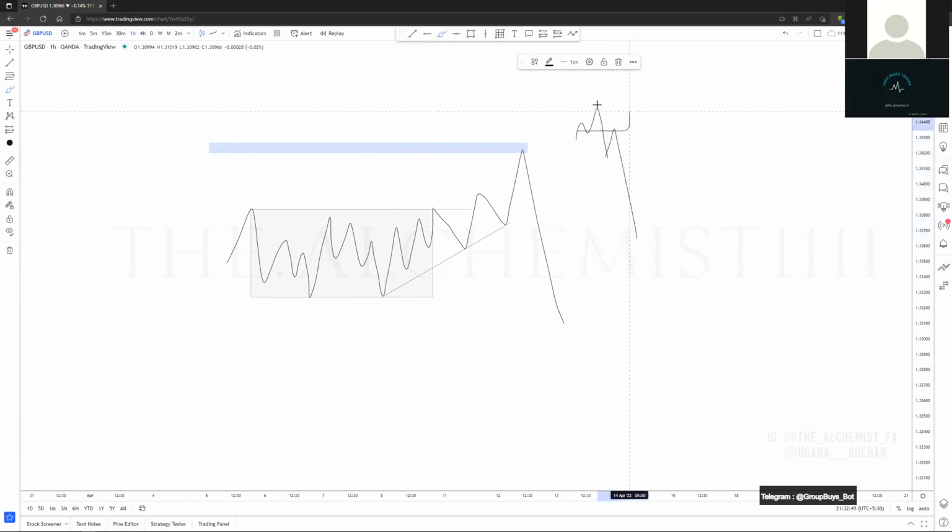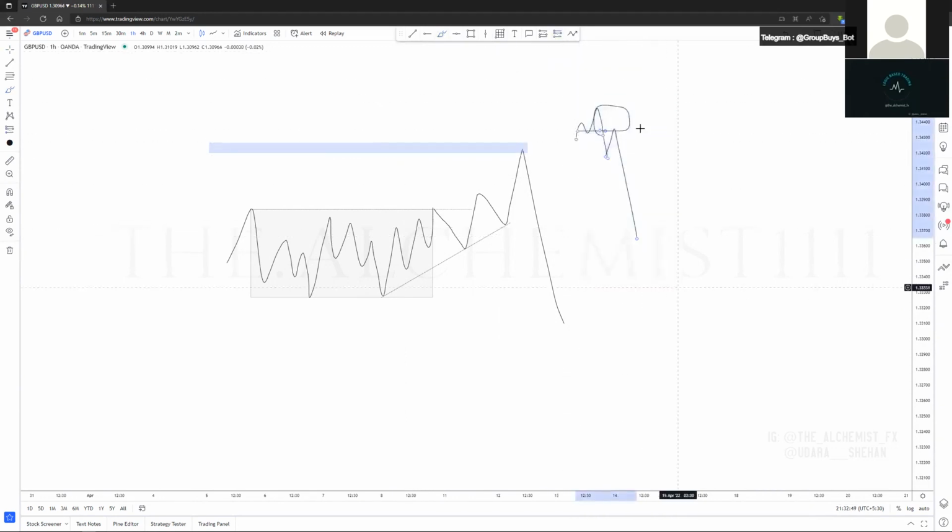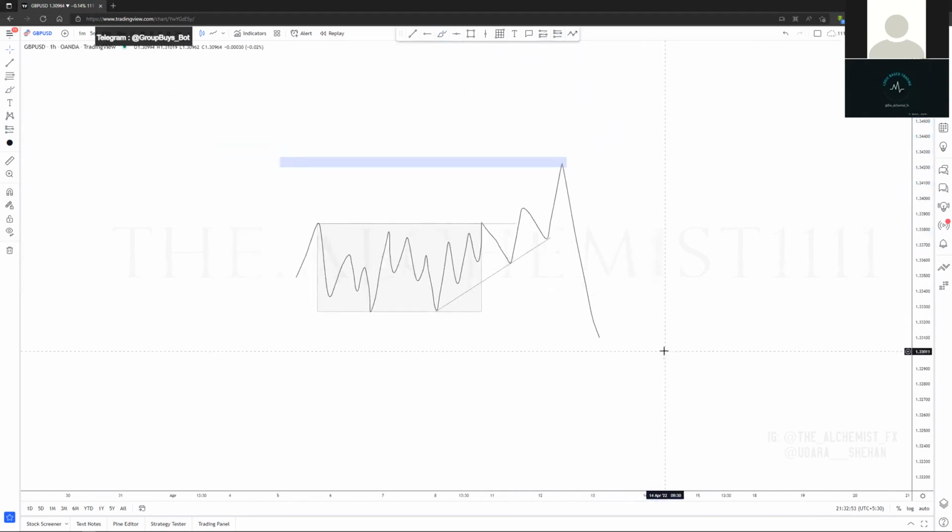Okay, you can even get something like this, so that way it's safe. Does this work if you wait for a little break of structure on the M1? Yes, even if you wait for the lower time frame, even for a 1 minute break of structure, you can get the entry.